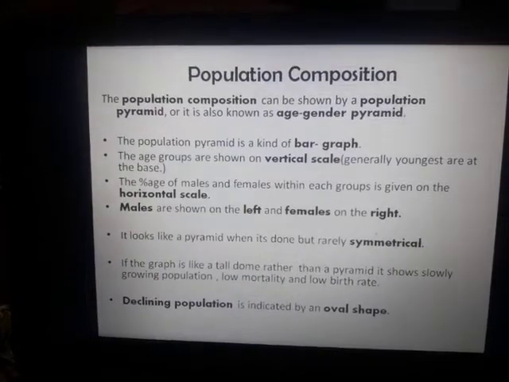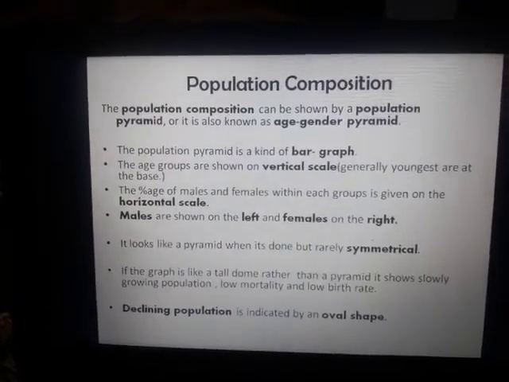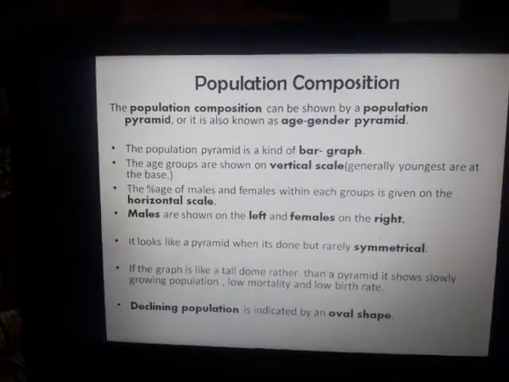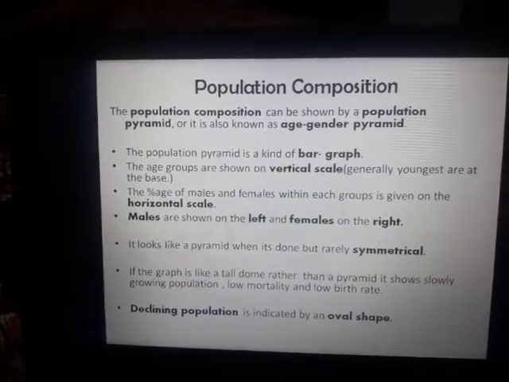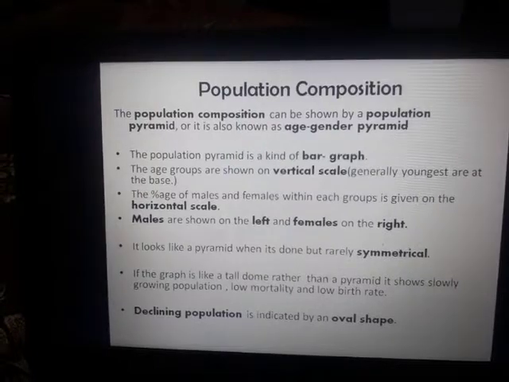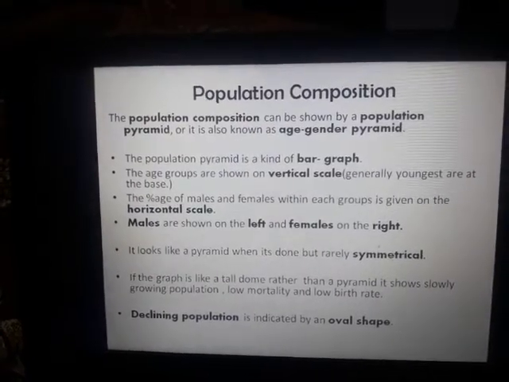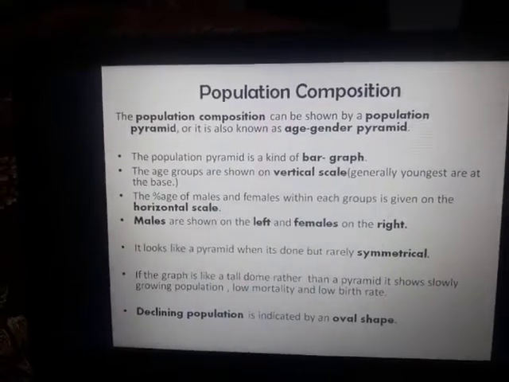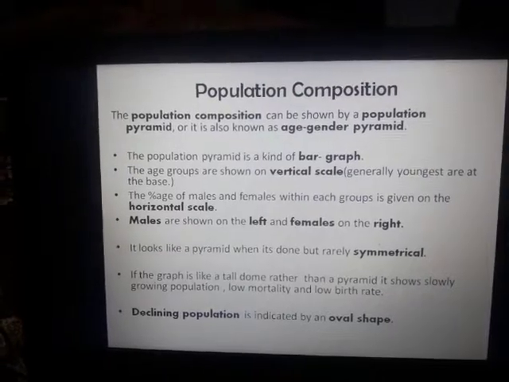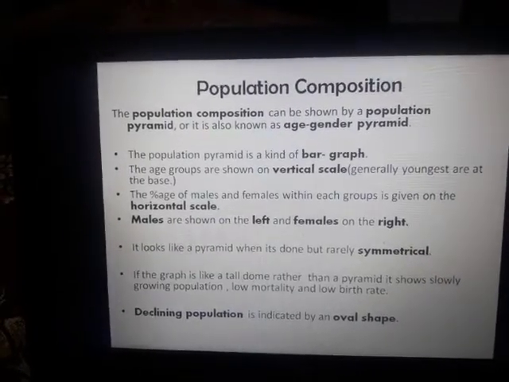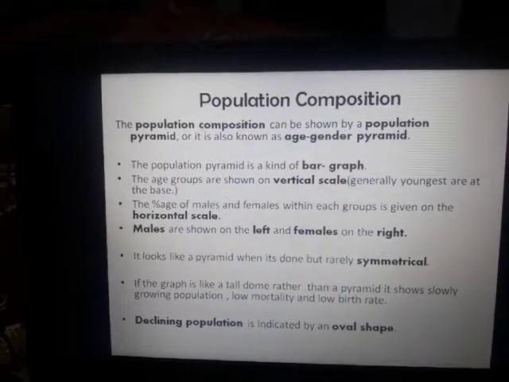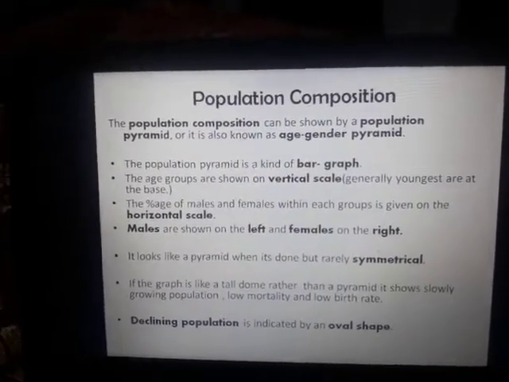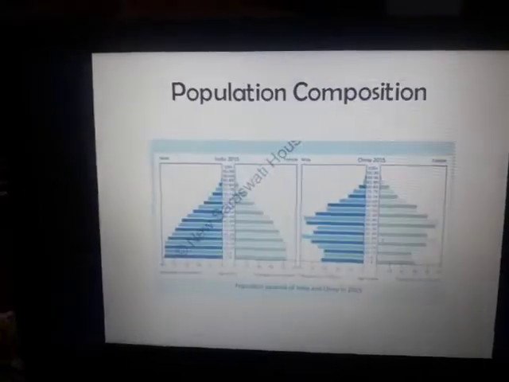If the graph is like a tall dome rather than a pyramid, it shows that the population is growing slowly and the mortality rate is also slow and the birth rate is also low. Declining population is indicated by an oval shape. Let us understand population composition with the help of this bar graph.